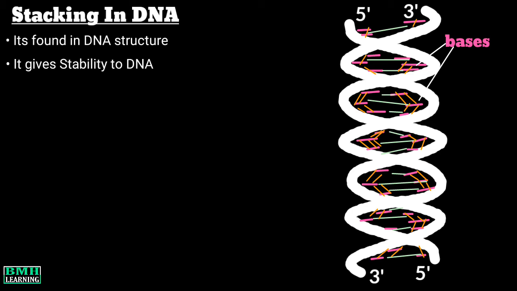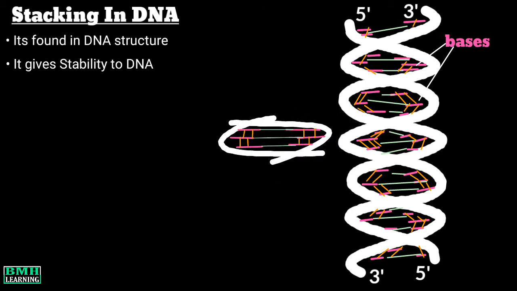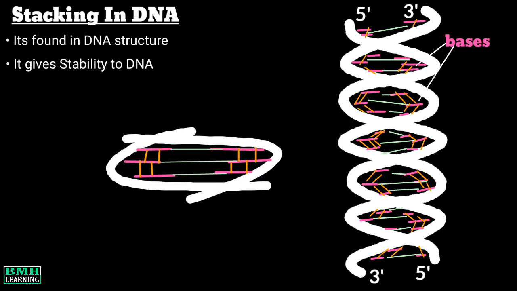So there are a number of bases in a DNA molecule. If you see clearly, you can notice one base is on top of the other. And this kind of arrangement is nothing but base stacking in DNA. That is, bases are stacked upon each other. Now the question is, how is this base stacking important?